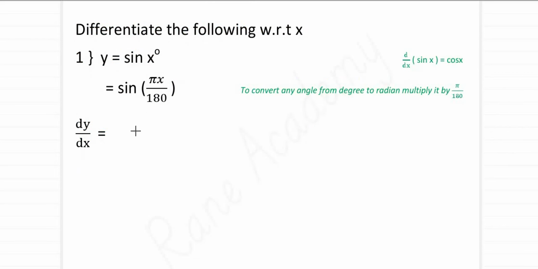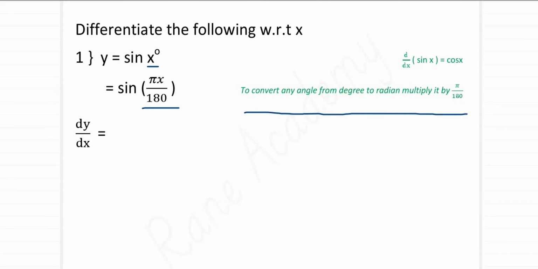The first example, y is equal to sin x degrees. Now, in calculus, the angle always has to be in radians, not in degrees. So to convert any angle from degrees to radian, you multiply it by pi by 180. So we have here sin of x degrees, which can be converted into radians by multiplying by pi by 180, which gives sin pi x by 180.